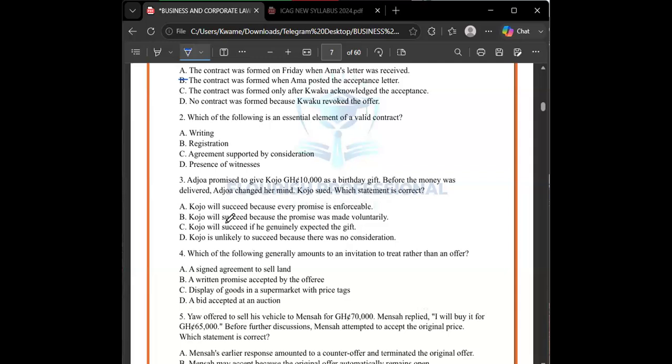Question 2. Which of the following is an essential element of a valid contract? A. Writing. B. Registration. C. Agreement supported by consideration. D. Presence of a witness. I think it's C, agreement supported by consideration. So you form an agreement and then each person is bringing something on board. C. All right, question 3.